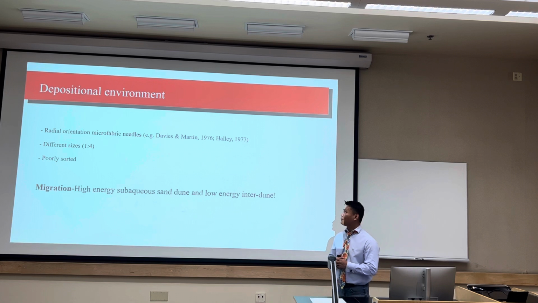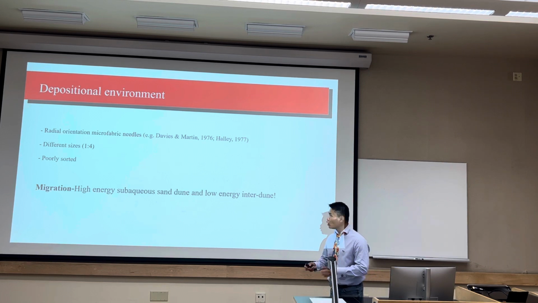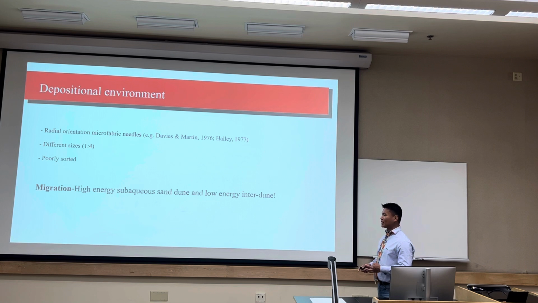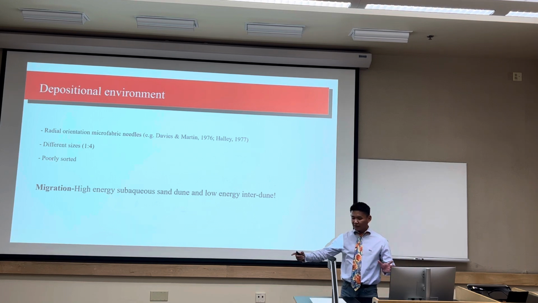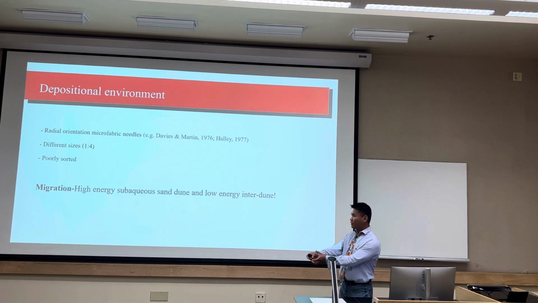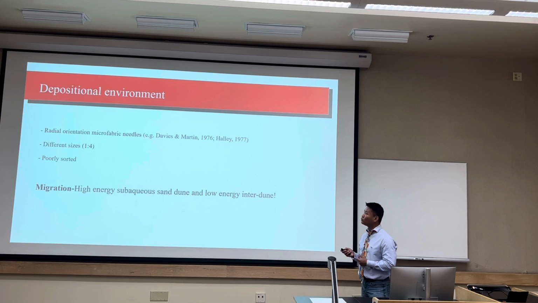So now let's look at the depositional environment. A lot of studies have shown that radially oriented microfractal needles formed in a low energy environment. But we see different sizes, the big one and the small one, and the overall sorting is really bad. So all this information suggests that the ooids formed in two different depositional environments. The big ones can be formed in a high energy subaqueous sand dune, and the small ones in low energy interdune environments. Then migration happened and brought these two grain sizes into one place, where the Joins oolite is.